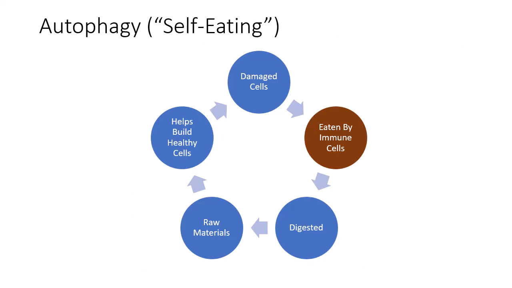You may have heard the term autophagy, which literally translates to self-eating. This is the process whereby the immune system identifies worn-out cells, damaged cells. You can see at the top damaged cells, and then they are eaten by immune cells, digested, the raw materials are released, and the body actually reuses them to construct healthy structures and healthy cells. So this is a vital recycling process of materials in the body that is done by the immune system through autophagy.